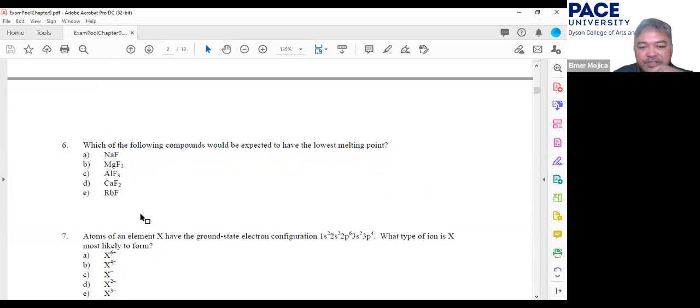And then this one, which of the following compounds would be expected to have the lowest melting point? So you use the Coulomb's principle. So the one that has the highest charge may be the one that will give you the highest thing. So if I'm not mistaken, I think the answer here would be letter B. B or C? I think it's C because you have there a 3 plus from this one.